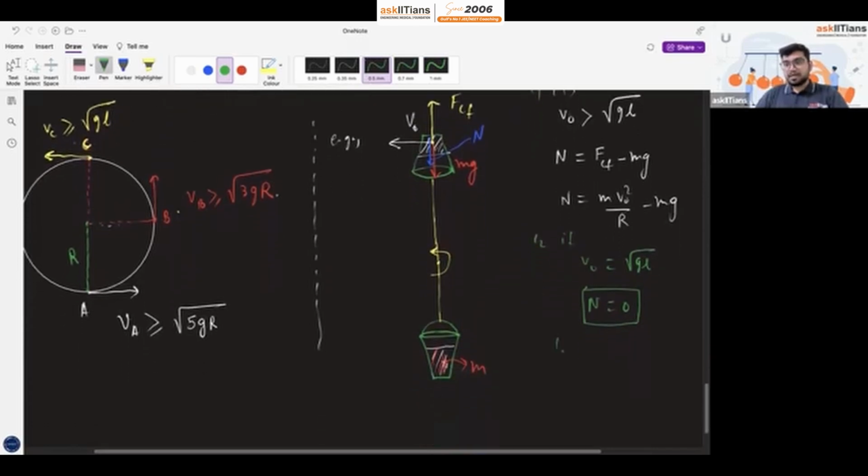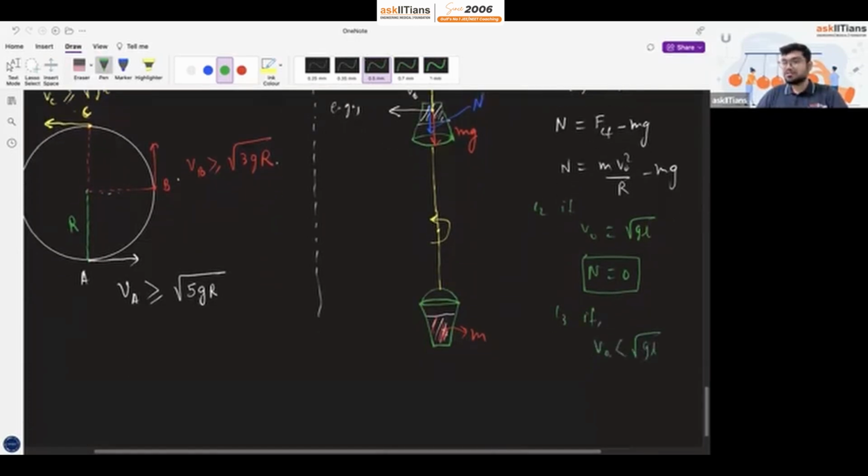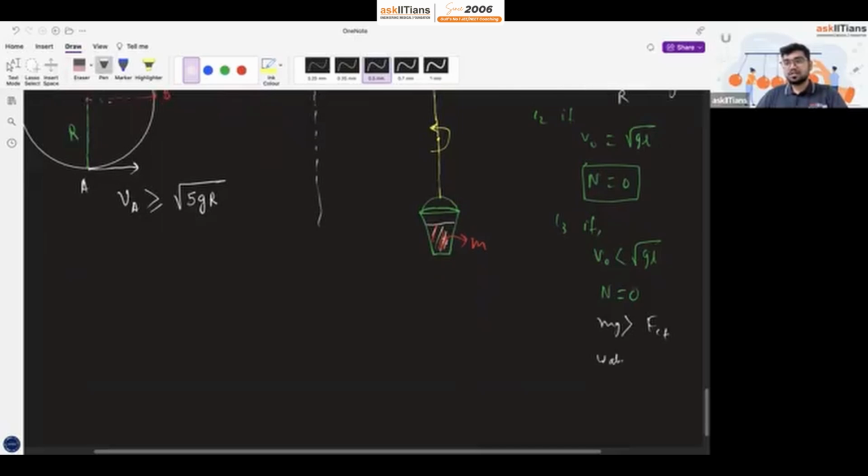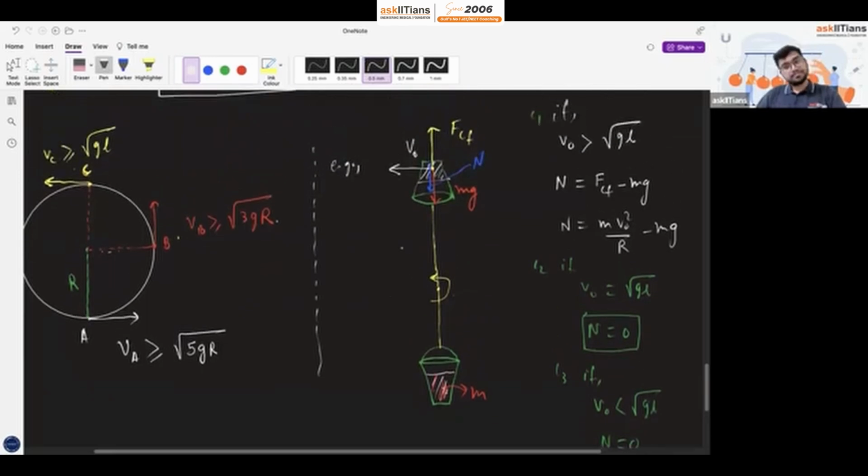Case two, the other case, is if v naught is less than under root GL. So what do you think would happen? Here, definitely normal reaction is 0. And this time mg is dominating over FCF. So water falls down. Okay, water will fall down from here.